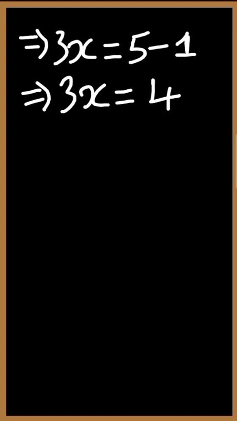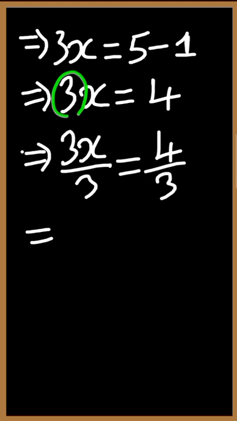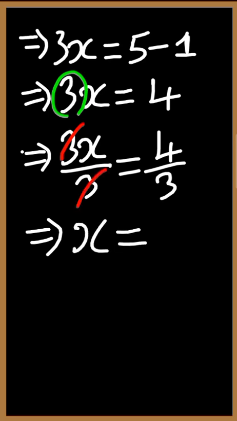Next, we have to divide both sides by the coefficient of x, which is 3. We divide both sides by 3. This will give us 3x divided by 3 to be equal to 4 divided by 3. Then, at the left hand side, 3 will strike off 3. We'll be left with x equal to 4 on 3.